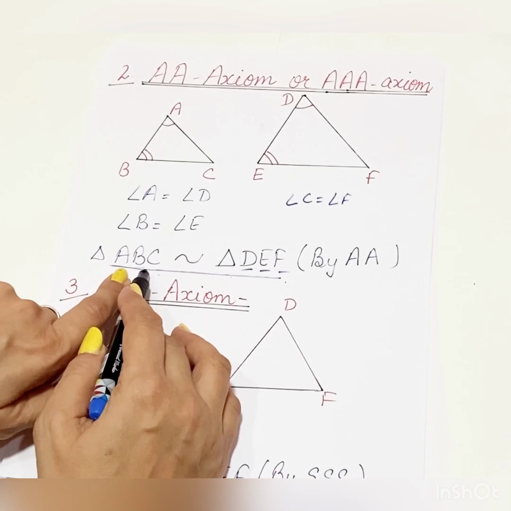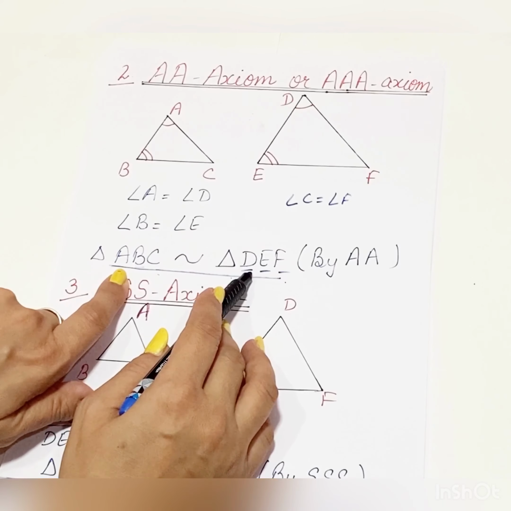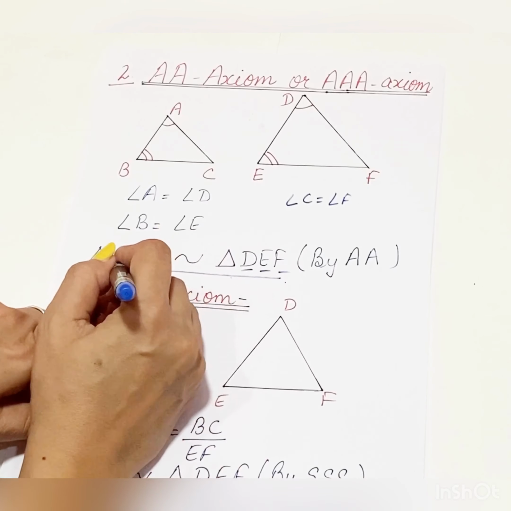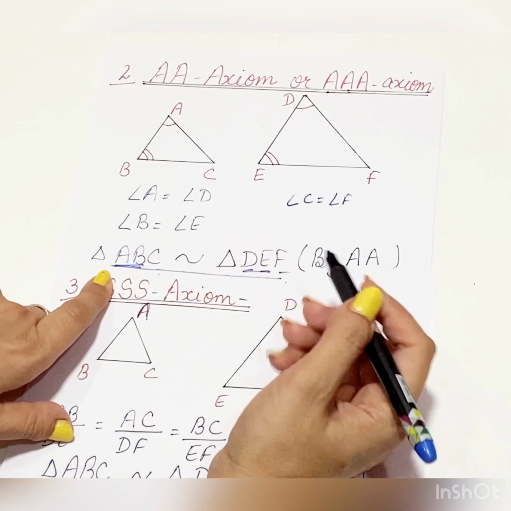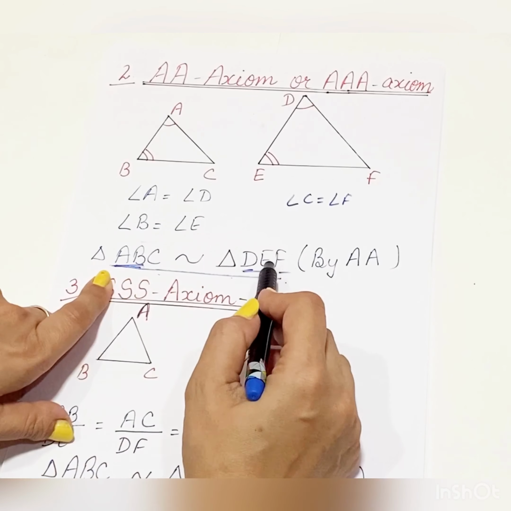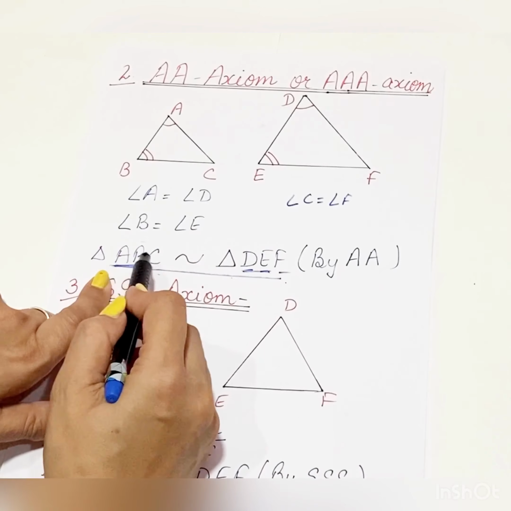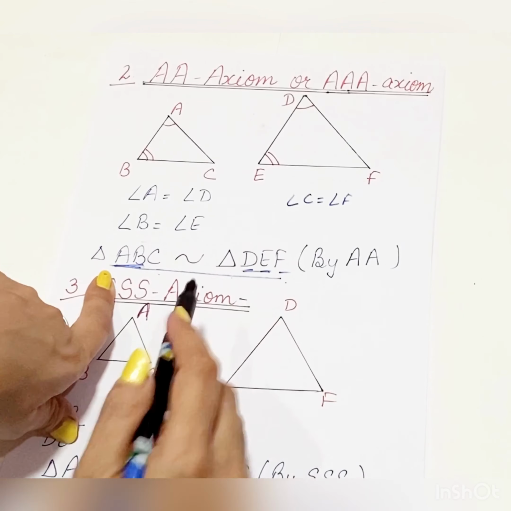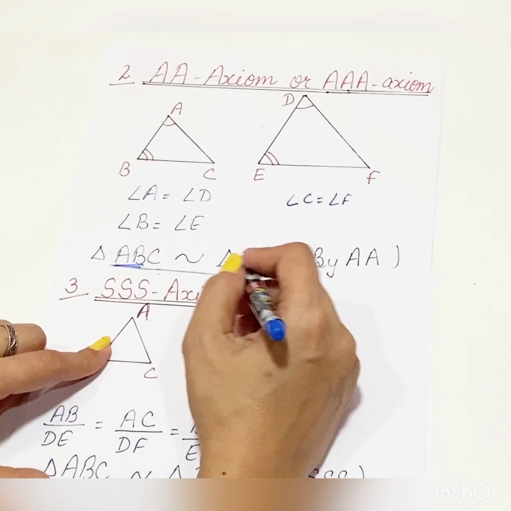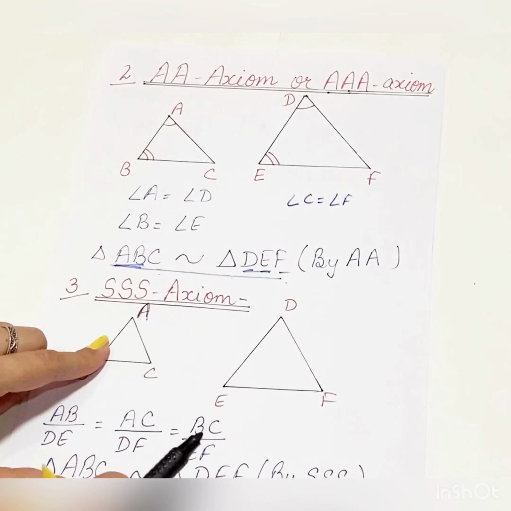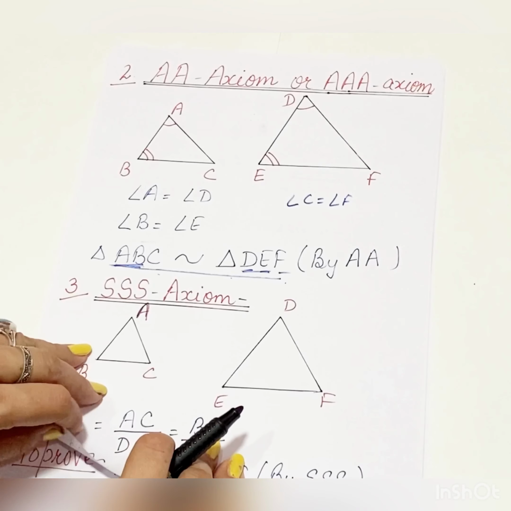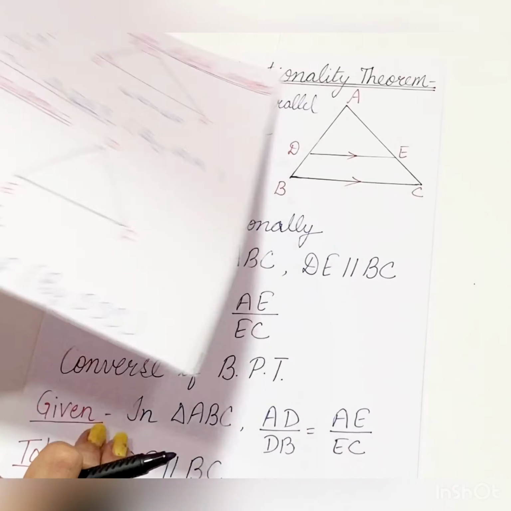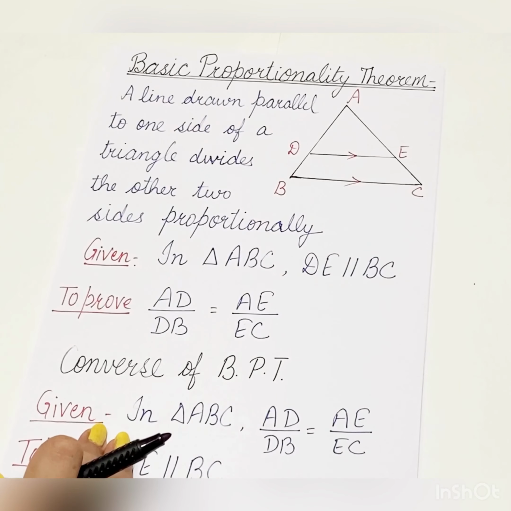Once I have written triangle ABC similar to triangle DEF, then from this I can easily say that AB will be in proportion to DE, side BC will be in proportion to side EF, and AC will be in proportion to DF, right? So make it a habit, when you are writing this, to always use the corresponding vertices. So these are the three axioms to prove triangles to be similar.